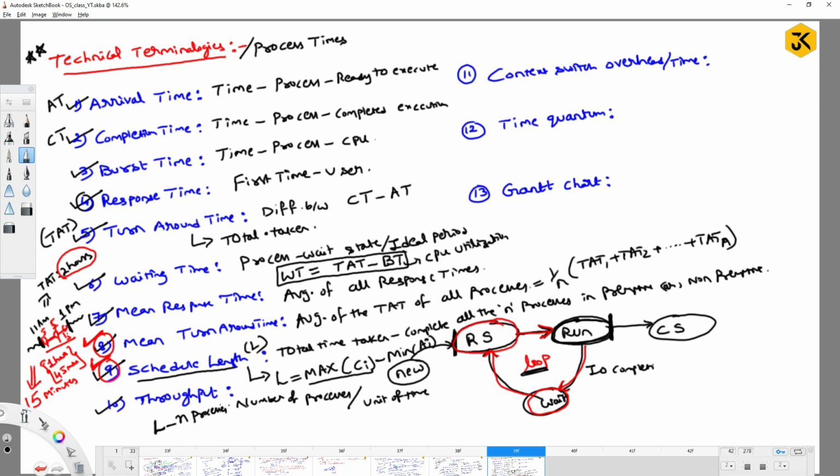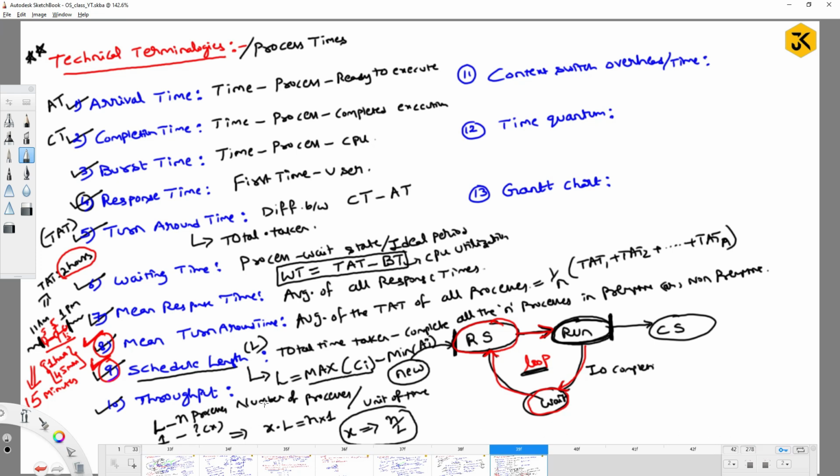But according to the throughput definition, what you have to do? For 1 unit of time, how many processes are going to be completed? Let me take it as x, then you can perform cross multiplication. X into L equals n into 1 process. Then what will be the value of x? X equals n by L. This is the definition of throughput. Throughput means the number of processes completed per unit of time. If I have n processes and these n processes take L time, we can call it throughput.